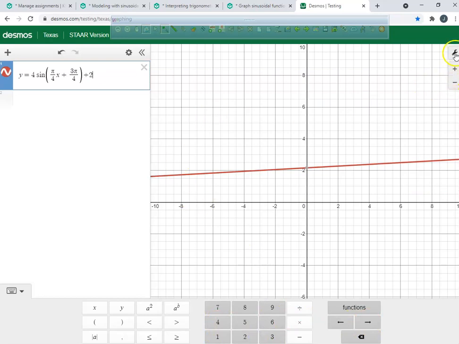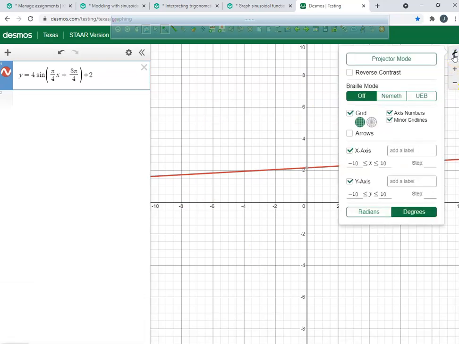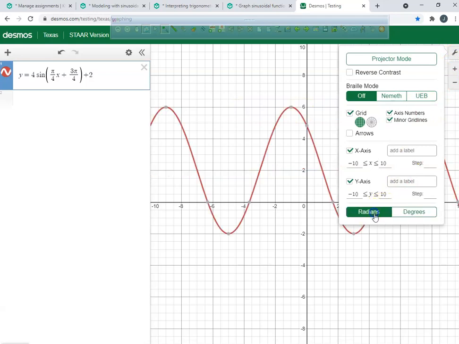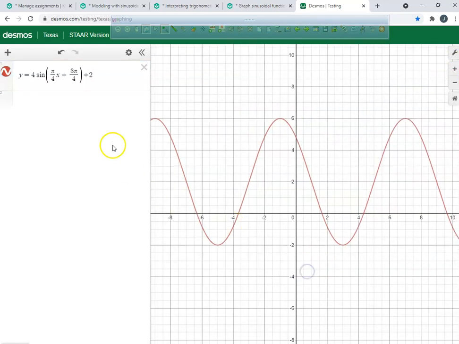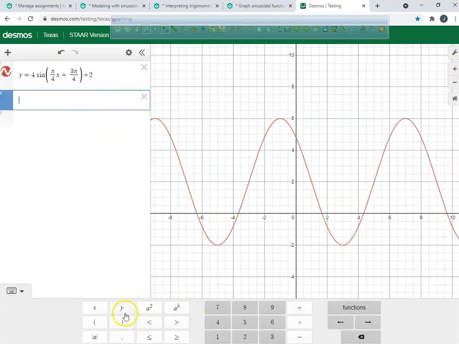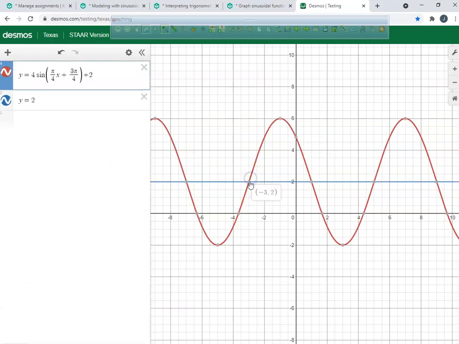Now, here's the thing. See that little wrench? Make sure you have it in radians. Okay? And always, trust me, you're always going to want to do this. In Desmos, always put your midline in because that helps you figure out if you graphed it correctly.